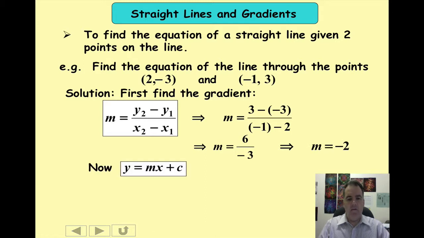Now we have the gradient, we can substitute in what we know. So I know it's y equals -2x plus c. I've got 2 points on the line. I can use either one of those to put in here for y and x.